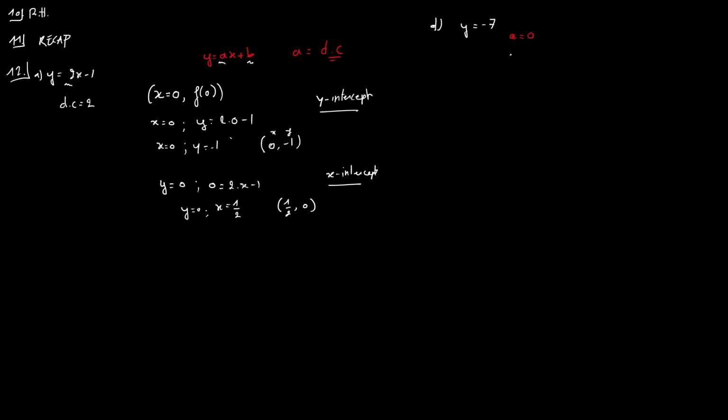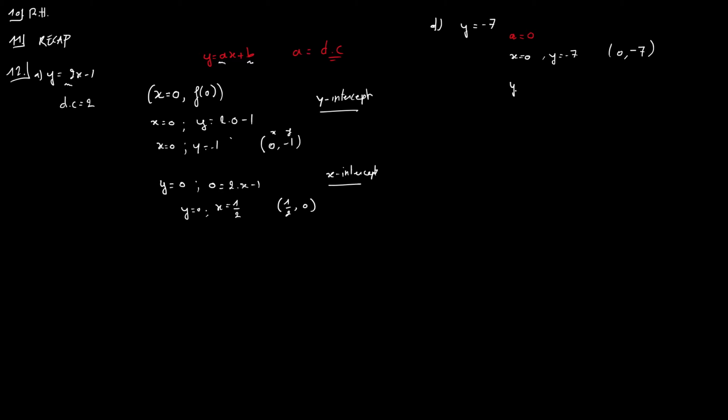Okay, let's try that then. So imagine x is 0. Nothing happens to our function because, well, there's no x to fill in, so y just always remains equal to -7. So you find your y-intercept at -7.